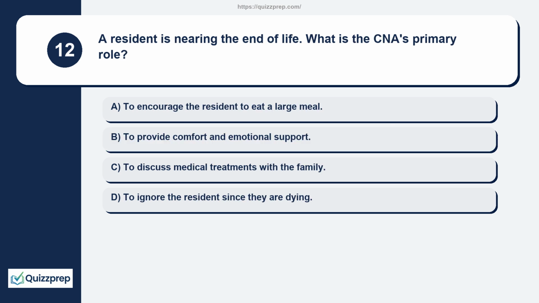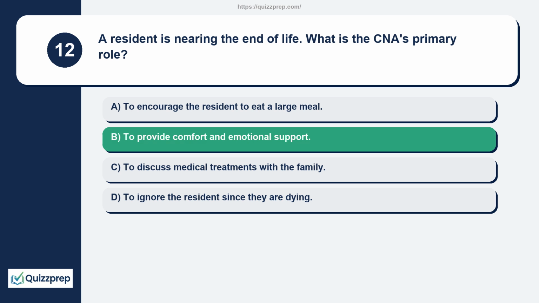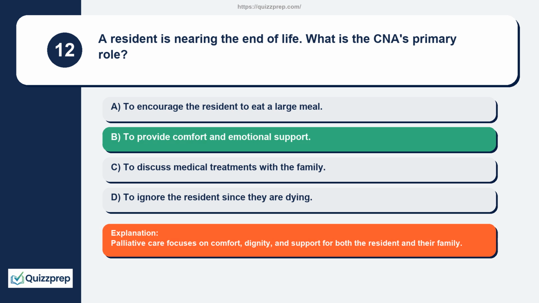Question 12. A resident is nearing the end of life. What is the CNA's primary role? To encourage the resident to eat a large meal. To provide comfort and emotional support. To discuss medical treatments with the family. To ignore the resident since they are dying. Palliative care focuses on comfort, dignity, and support for both the resident and their family.